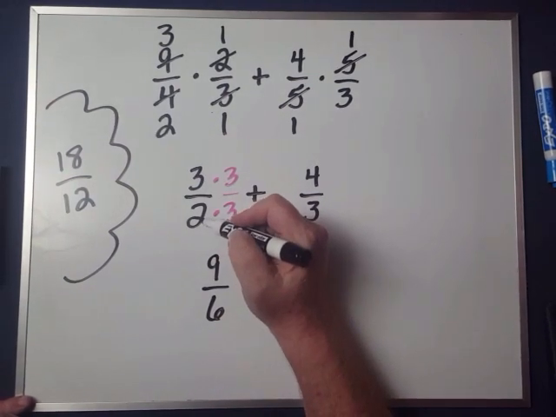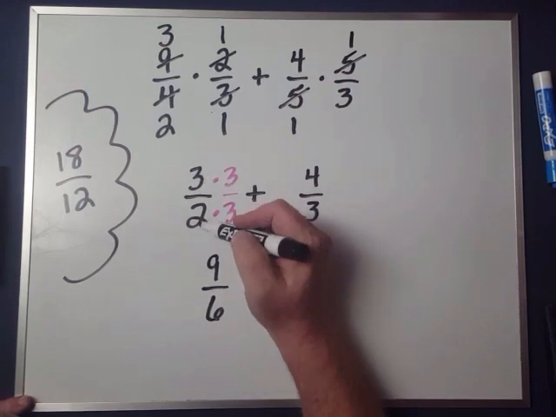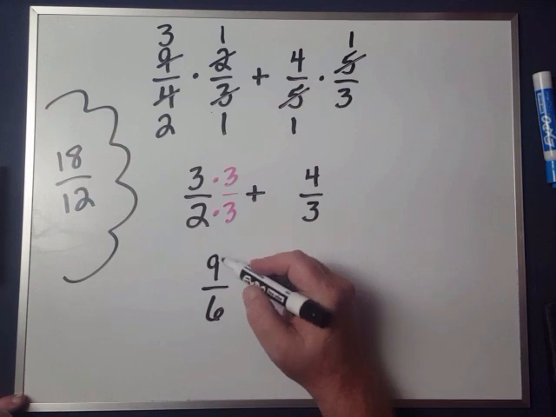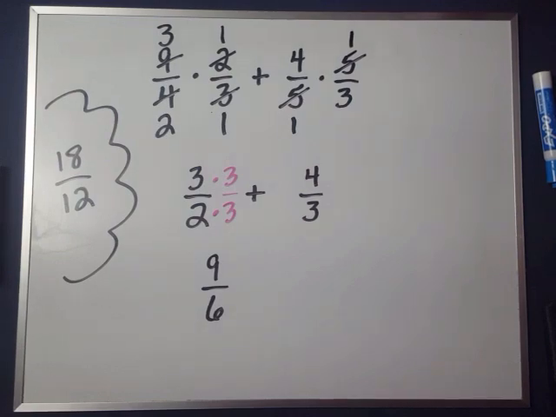3 halves is the same as 9 sixths. If you had 3 halves of a pizza, or 1.5 pizzas, it'd be the same as if you had 9 sixths pizzas. So I changed the way the number looked, but I did not change its value.